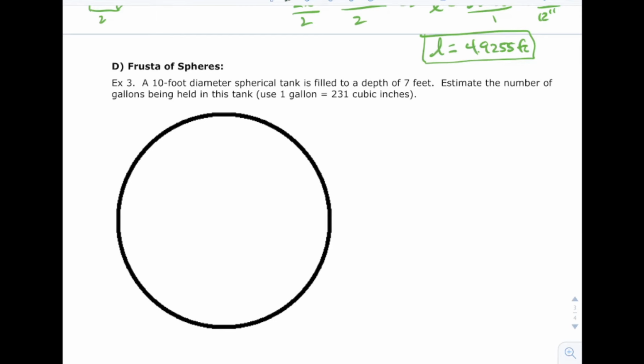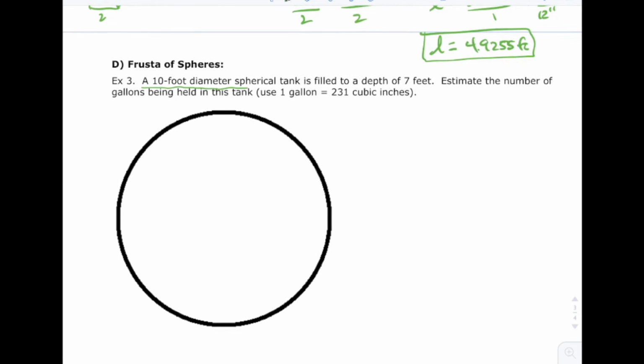So what do we got? 10-foot diameter spherical tank. Okay, so that means the radius of the tank is 5 feet. Filled to a depth of 7 feet. Well, if it's filled to a depth of 7 feet, here's the center, right? It would be 5 feet to get up to there, so 7 feet would go a little bit further up. So it's filled to something like here, roughly speaking. That's my 7 feet height, really, from here to here.